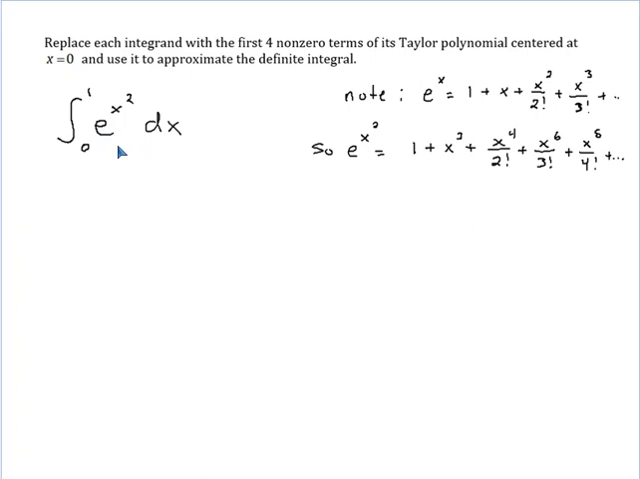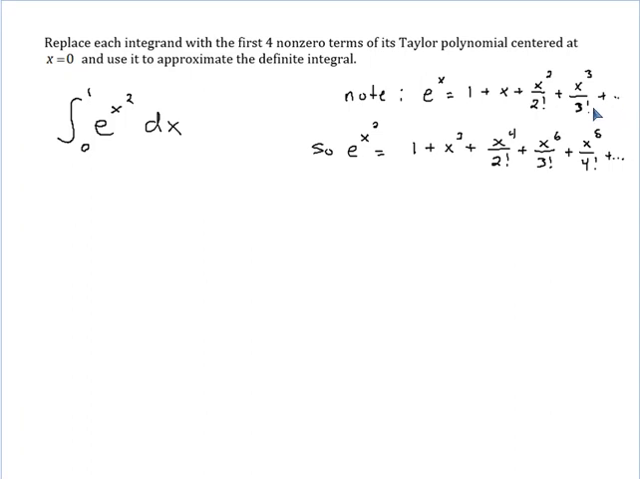So let's get started. I've already pre-started it by noting what we're going to use is our notion that e to the x has a power series 1 plus x plus x squared over 2 factorial plus x cubed over 3 factorial, etc. Remember, the general term is x to the k over k factorial. That's one that we're supposed to be getting familiar with.